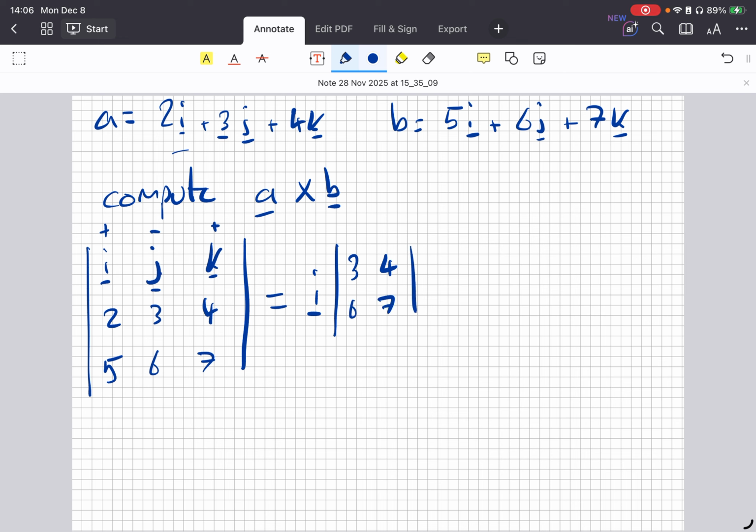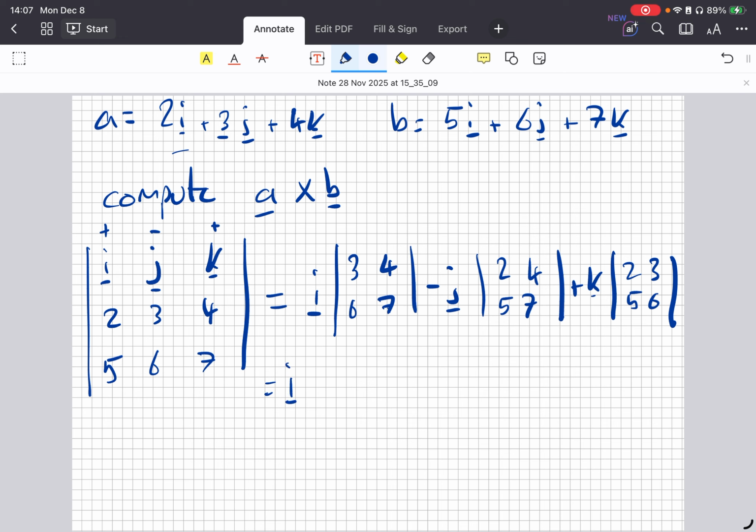Then I do the same thing here, so I'm going to get minus j times the determinant of the 2 by 2 matrix, which is left by covering over this top row and this column. So that's going to be the matrix 2, 4, 5, 7. And then plus k, and again, our remaining matrix here is this one, 2, 3, 5, 6. So it's the determinant of 2, 3, 5, 6. And then for a 2 by 2, the determinant is just you take the product of the diagonal elements and you subtract the product of these off diagonal elements.